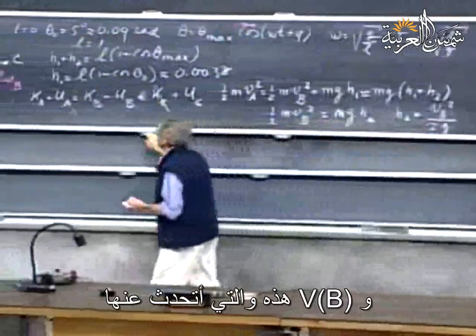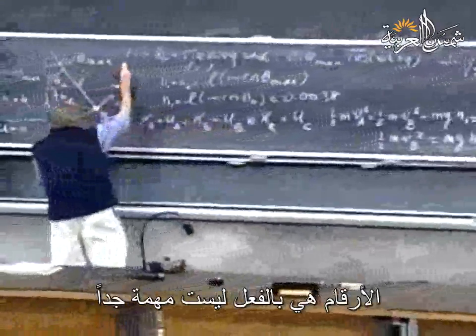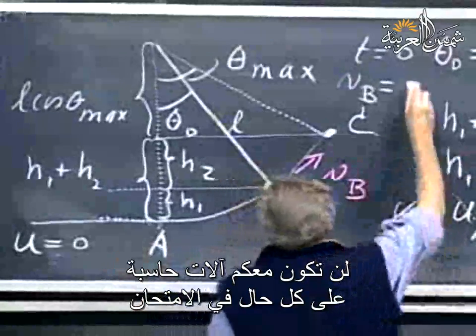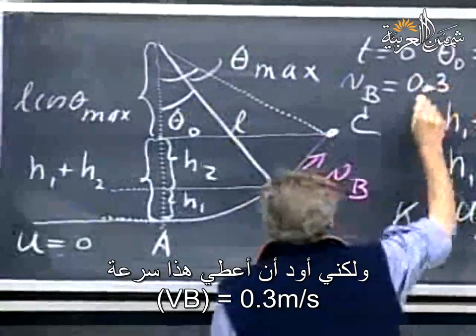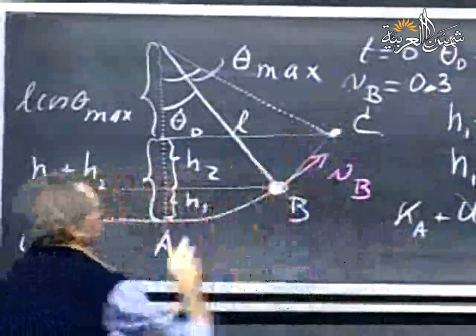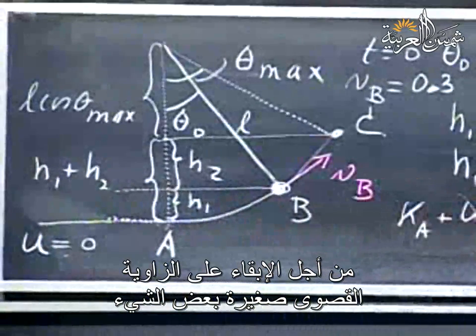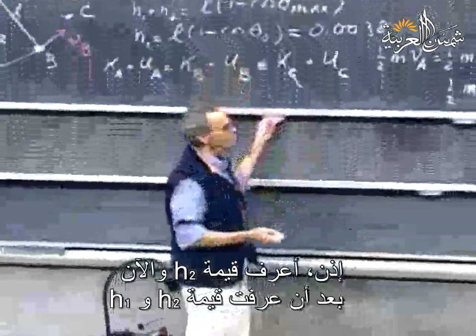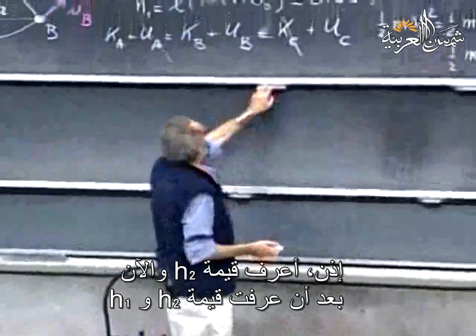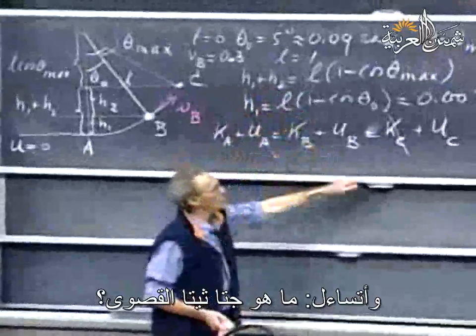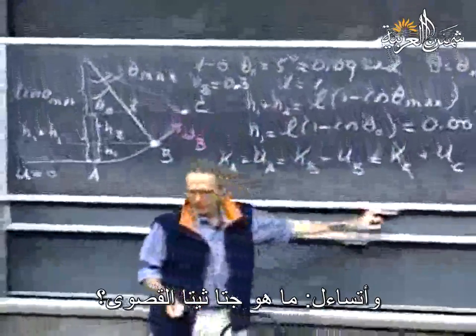And this v of b that I had in mind, numbers are really not that important. You don't have a calculator anyhow at your exam. But I was going to give this a speed of 0.3 meters per second in this direction, in order to keep the maximum angle quite modest. So I know h2, and now that I know h2, and I know h1, I can go to this equation, and I can ask what is the cosine of theta maximum.